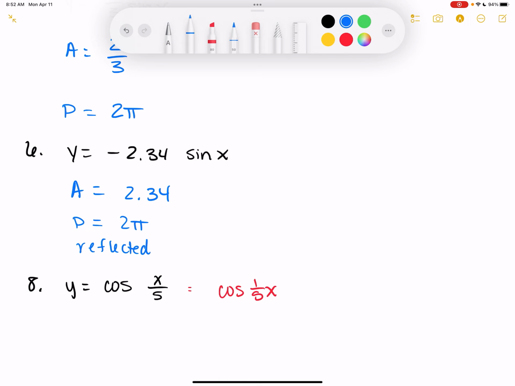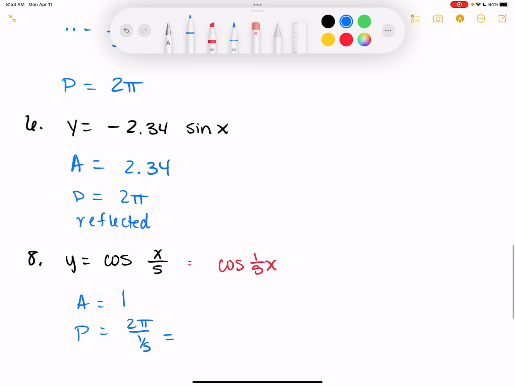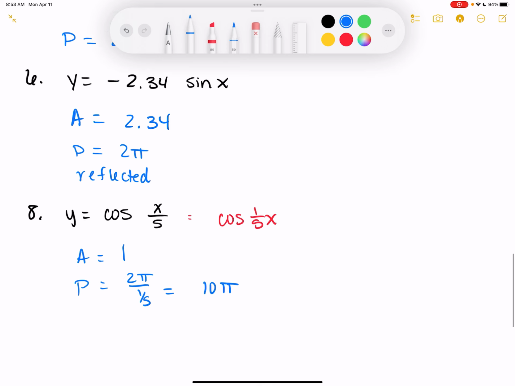So the amplitude is 1. The period is 2 pi over 1/5. If I divide by a fraction, it's the same as multiplying by the reciprocal. So that's going to be 5 times 2 pi, which is 10 pi. And nothing else applies to that one.